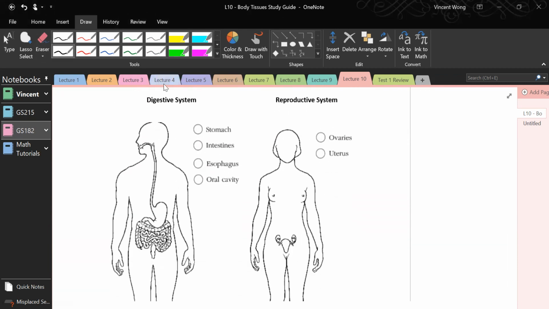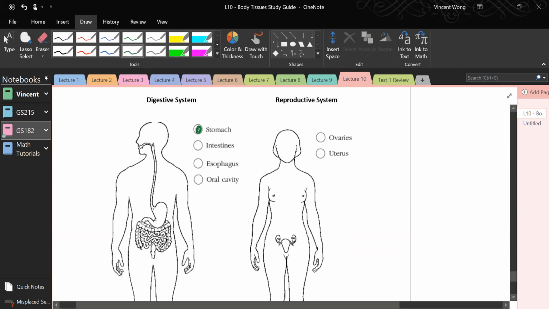Digestive system. The stomach is right here. And this would be the diaphragm, separating your thoracic cavity from the abdominal cavity. The function of the stomach is, of course, to digest food.